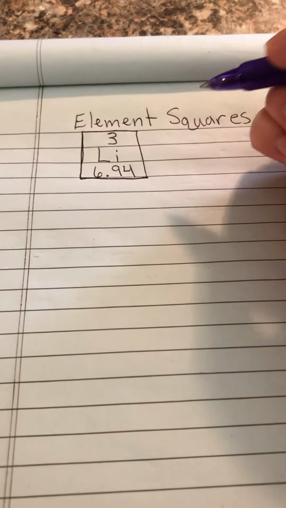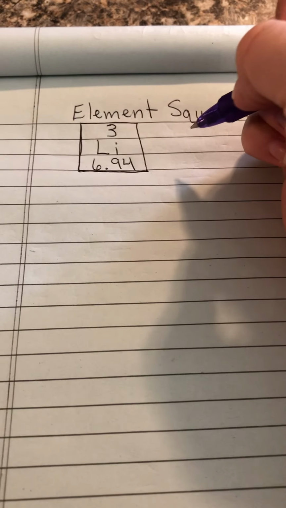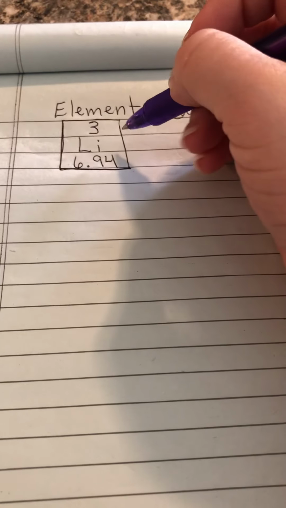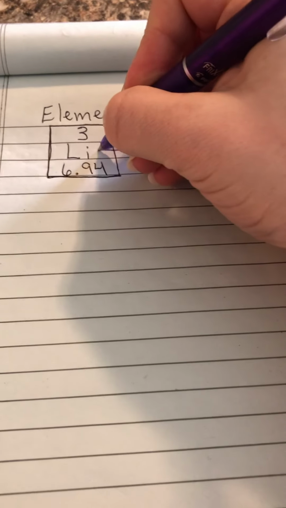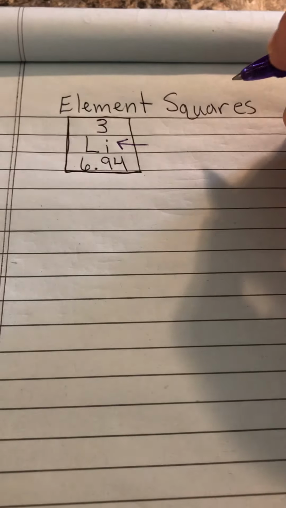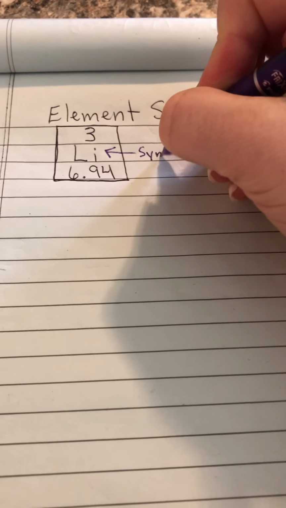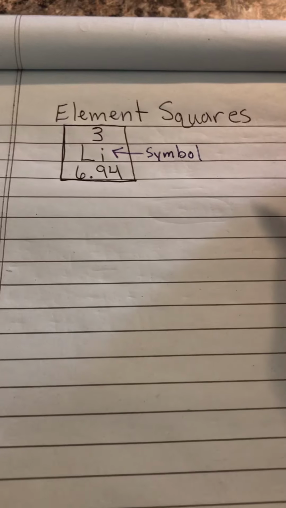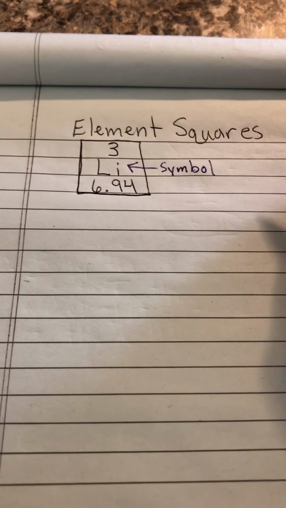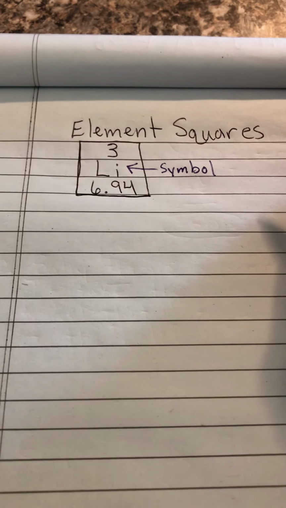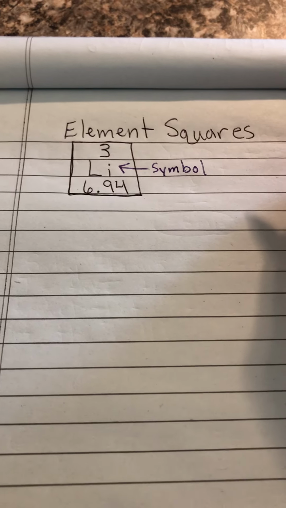So, what we're looking at here is an element square. This element square I know is lithium, and I know that because the first thing that you should notice about an element square is that it should have a symbol on it. And we should have learned our symbols. We know that capital L, lowercase i, is the symbol for lithium.